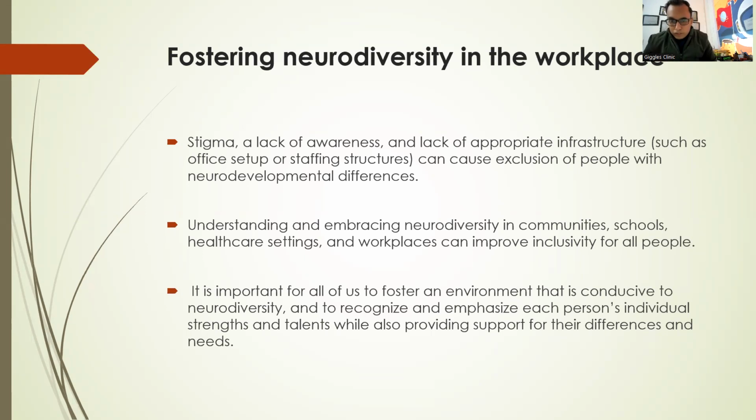We talk about so many things regarding inclusion, but do we really see this inclusion happening at the ground level? In reality, I think it is not happening to that extent. We talk about inclusion everywhere, but still there is a lack of infrastructure, educated staff, and trained staff to teach and manage these children who are on the spectrum or who come under neurodiversity. Still, a lot of work needs to be done, especially at the school level. So it is important for all of us to foster an environment that is conducive to neurodiversity and to recognize and emphasize each person's individual strengths and talents, thereby supporting their differences and needs.